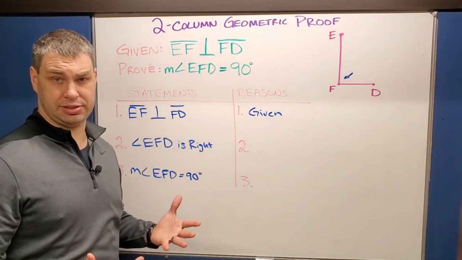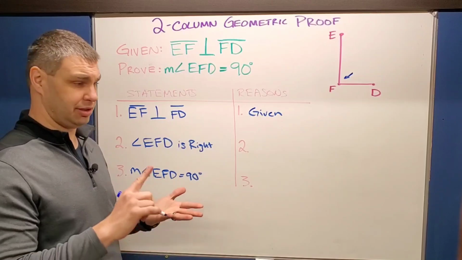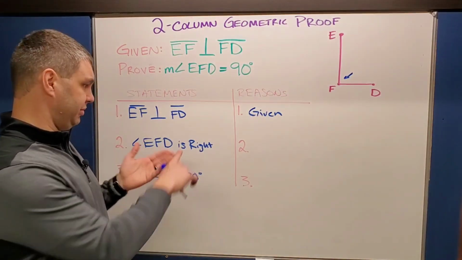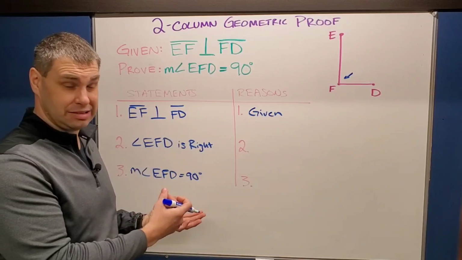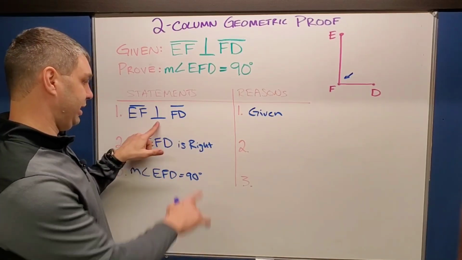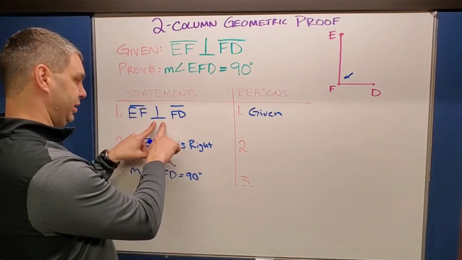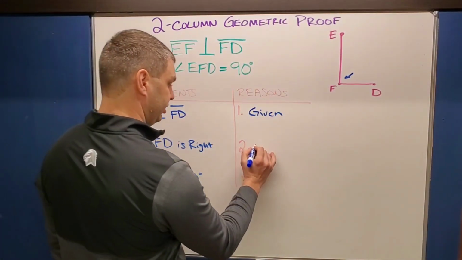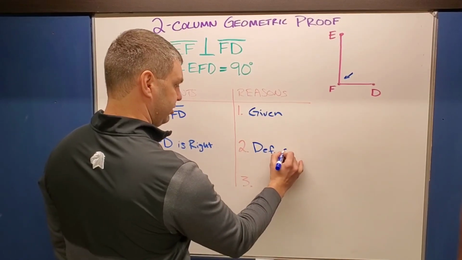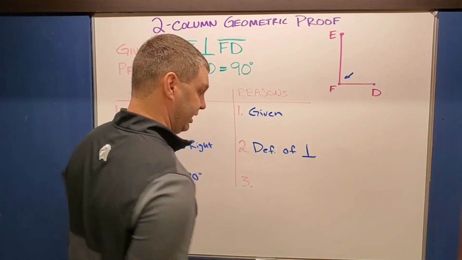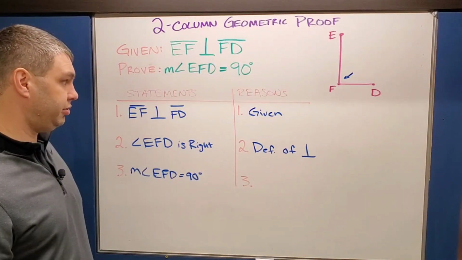Oftentimes in proofs like this, you're given words like midpoint or bisector or, in this case, perpendicular. You're going to use those words you probably only hear in math class to help you fill these parts out. They might be in this next line or sometimes even on the same line. And because this is right, I got that from being perpendicular, so I'm going to say the reason is definition of perpendicular. Again, your teacher might have you be more specific depending on what they have you do there.